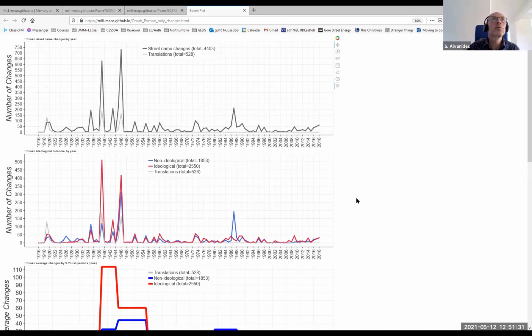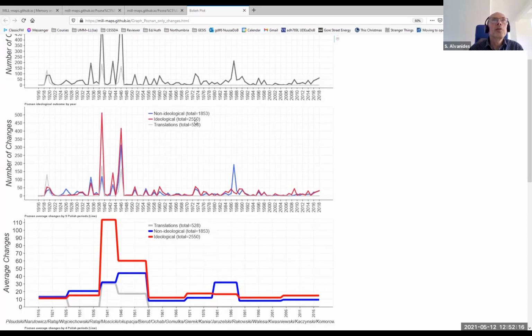And this is now an interactive tool where I'm presenting the data for Poznan, the Polish city. And you can see here we have many more street name changes, totaling 4,403 over the course of the years. But many of them, this is an interesting one, 520 of them are translations because Poznan was under occupation by the Germans. So there was a translation of street names, not necessarily change per se, simply a translation into German and then back into Polish. And we can see the periods where this happened here, in 1938-40 and then 46-48.